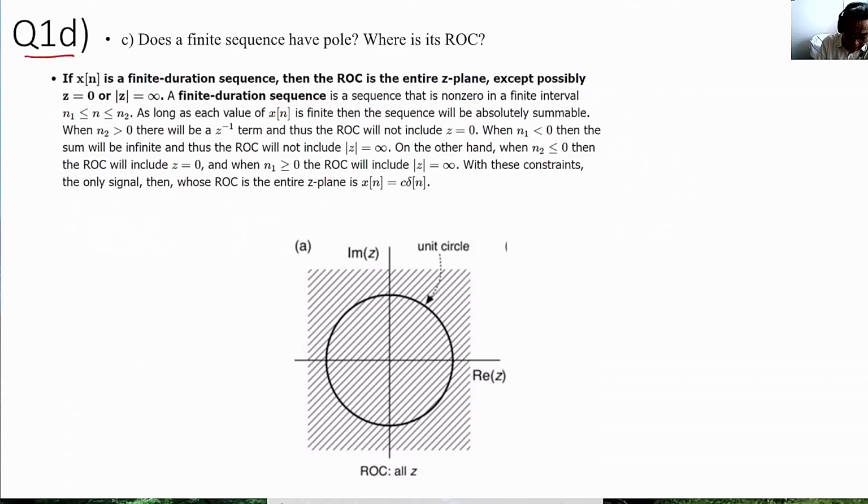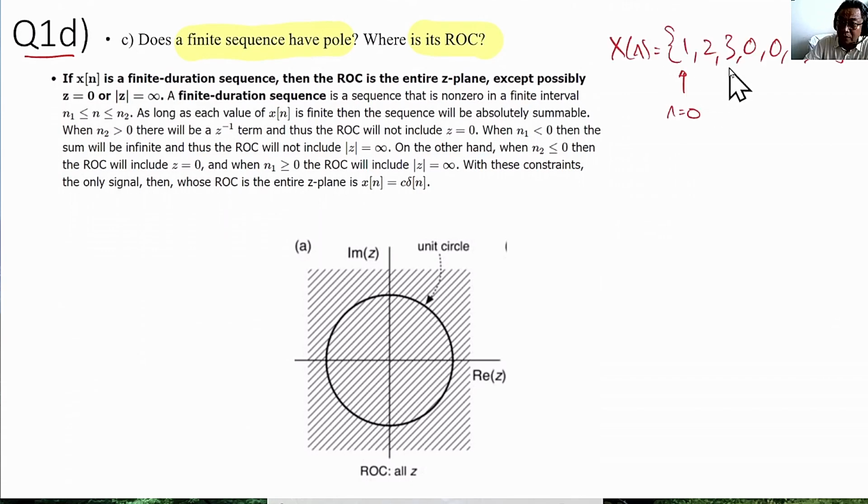This is question 1d. The question asks us whether a finite sequence has a pole and where its ROC is. The answer is that a finite sequence does not have a pole, or I should say the pole is only at the origin. Let's try a finite sequence x[n].